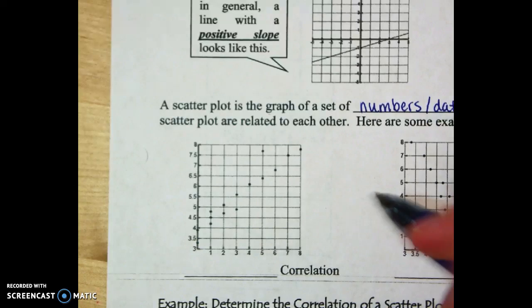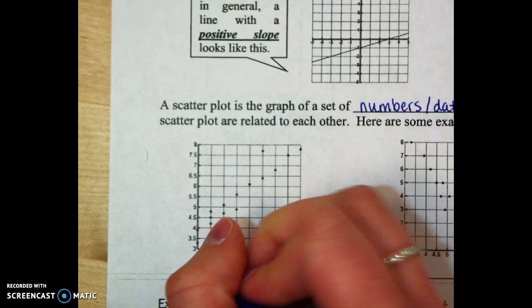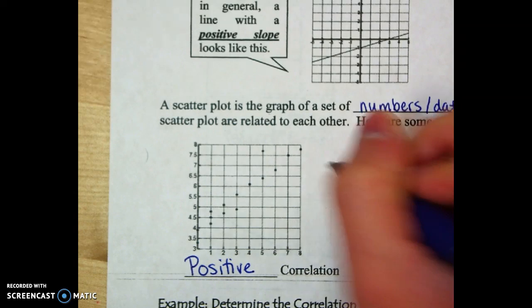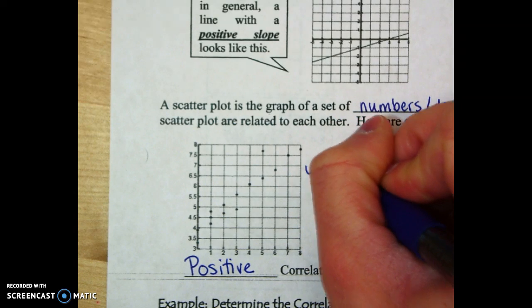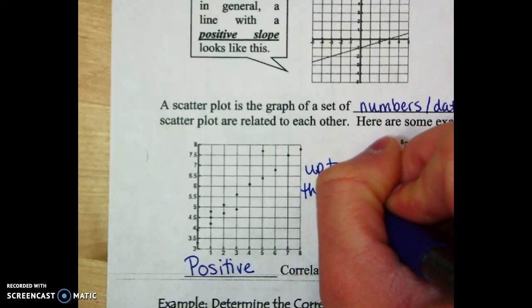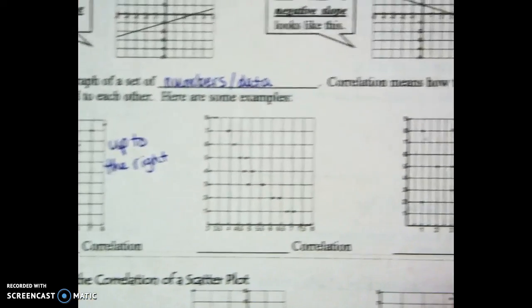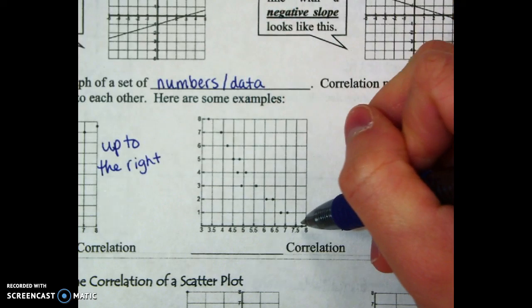If it is going up to the right, it is a positive correlation. So up to the right is positive correlation. This next one is going down to the right.